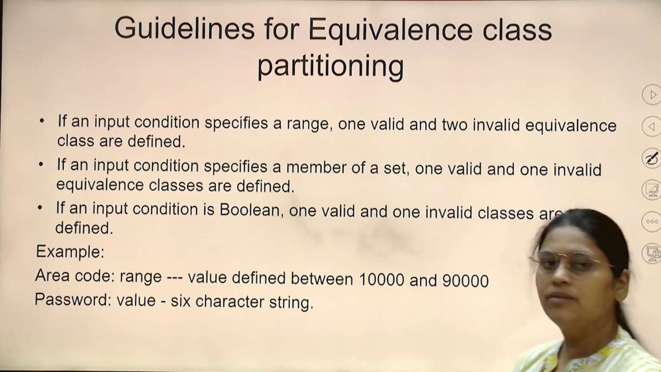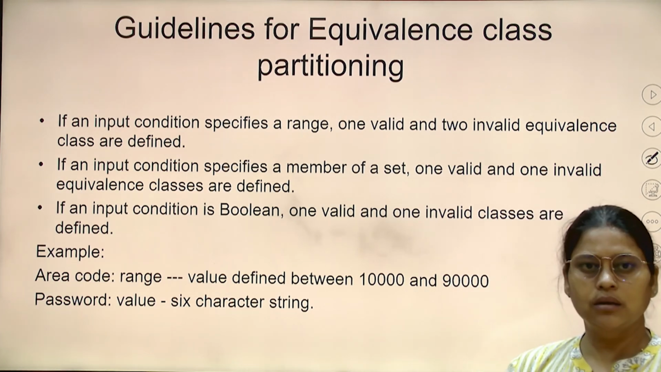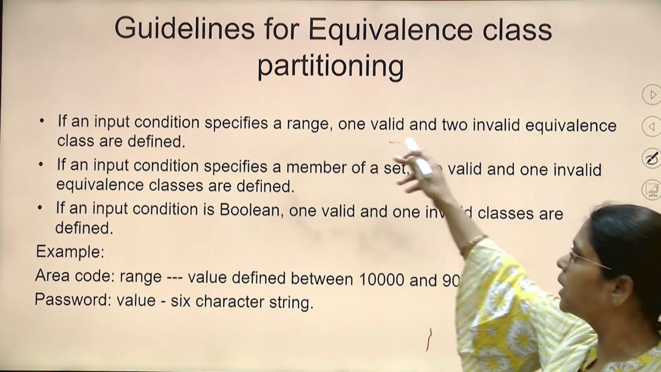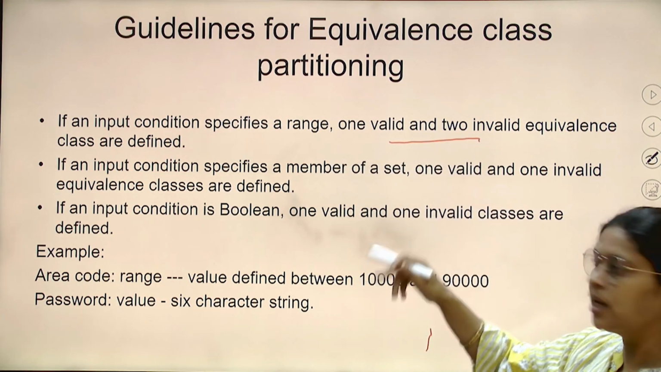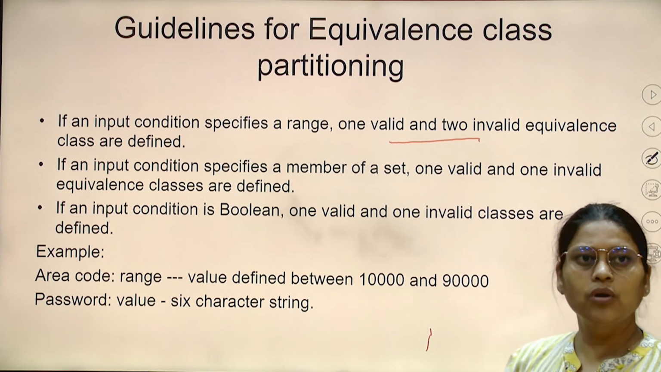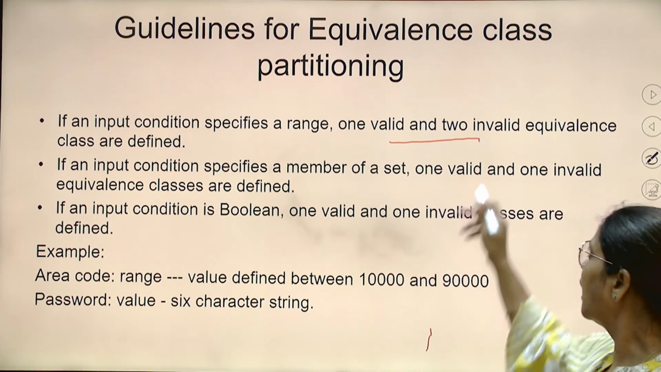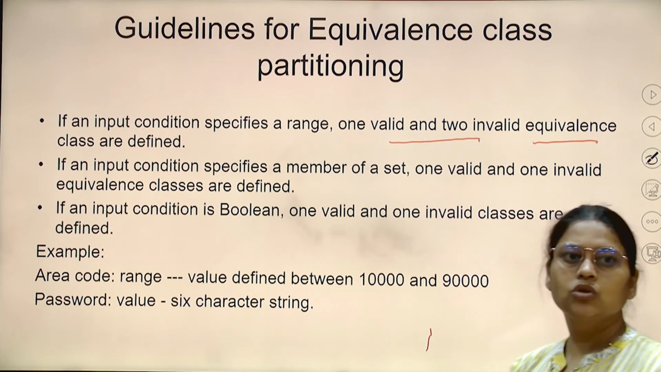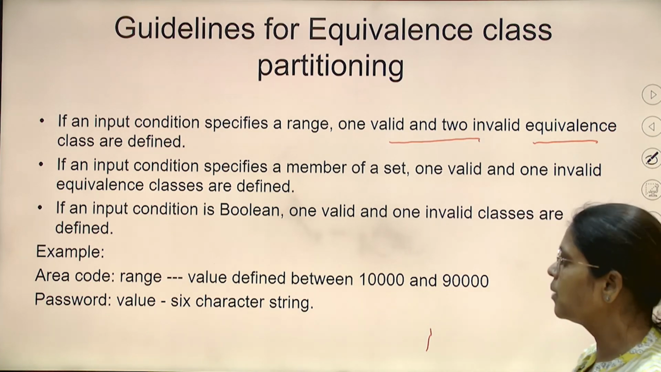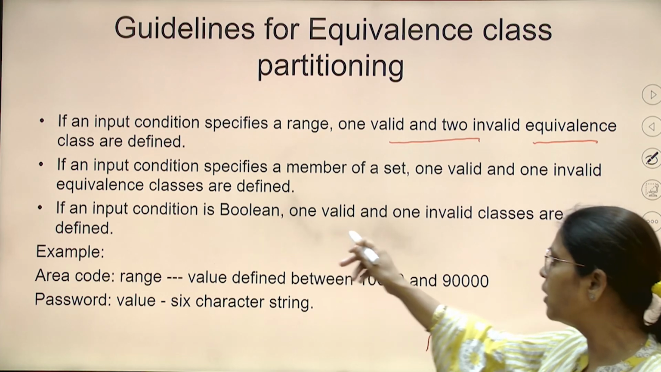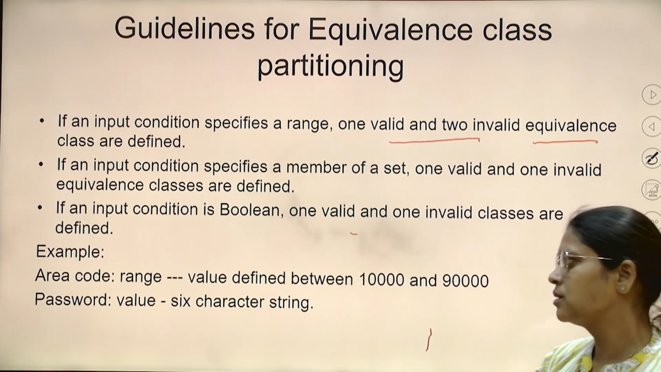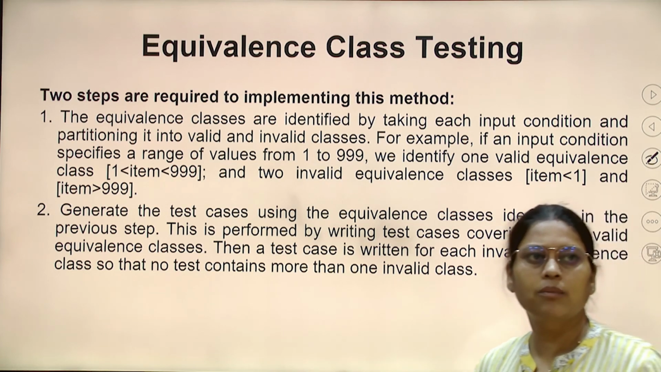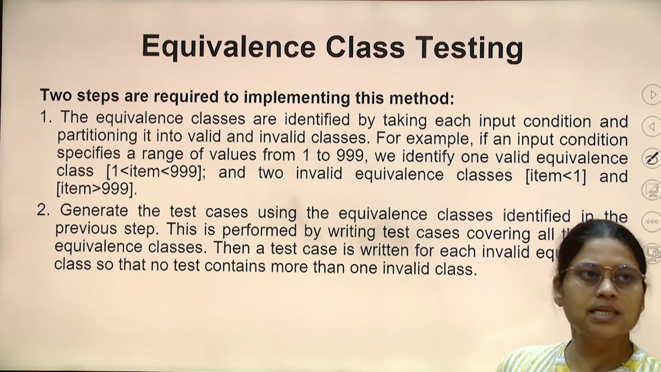So we have just divided the whole class into two classes. If inputs specify a range and the value comes within the range, then the results will go into the valid class, and invalid classes are also defined. For example, if the input condition is Boolean, there is one valid and one invalid class. Now, there are two steps for performing this equivalence class testing.